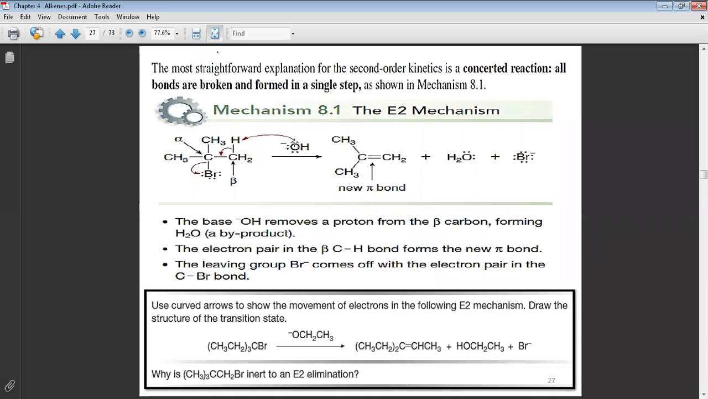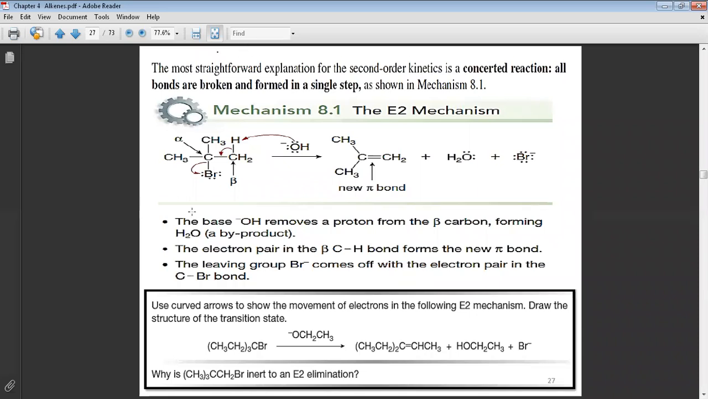Look, here the base will attack the proton. That means we have a new bond here. This hydrogen-carbon bond will be broken, and the hydrogen will be added to the base. Here the double bond will be formed between the carbons. This bond between carbon and the halogen will be broken. All of them in one step.